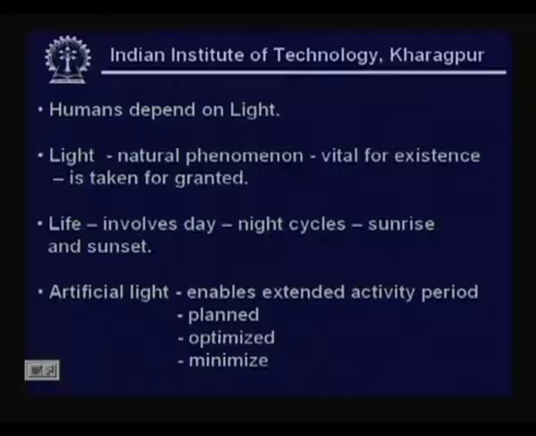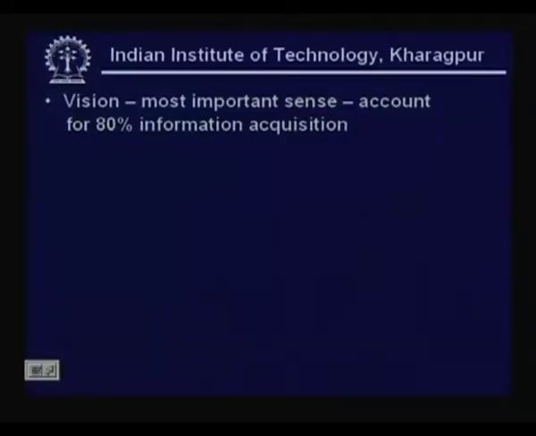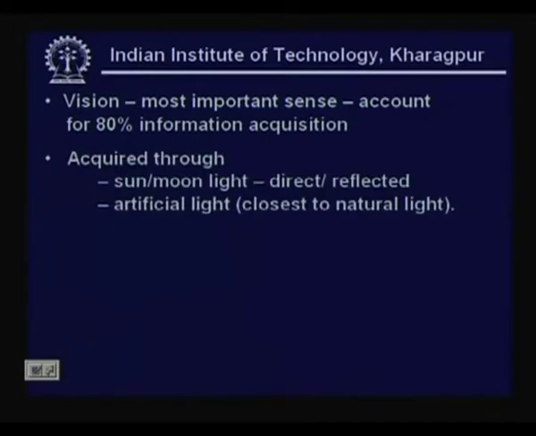All this is possible because of extended activity period due to the artificial light, and artificial light has to be planned, optimized, at the same time minimizing the utilization of the available resources. This is a very important aspect, minimizing. Now, this artificial illumination could be... to be borne in mind that vision is affected by this artificial illumination and is the most important sense among the various senses which human beings have, and is this one sense through which we acquire more than 80% of our information. That is to be kept in mind.